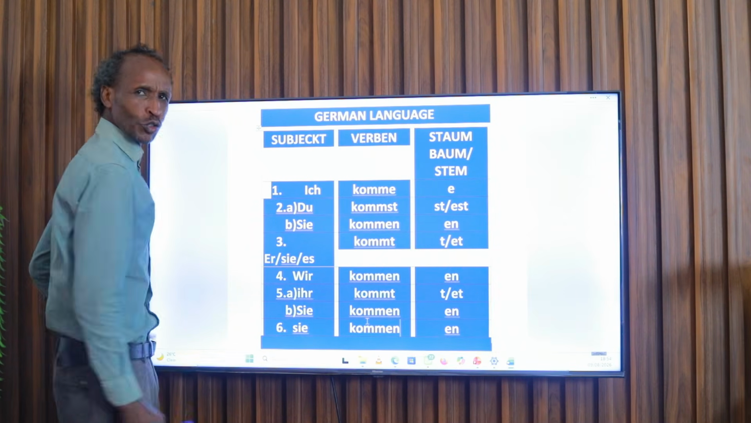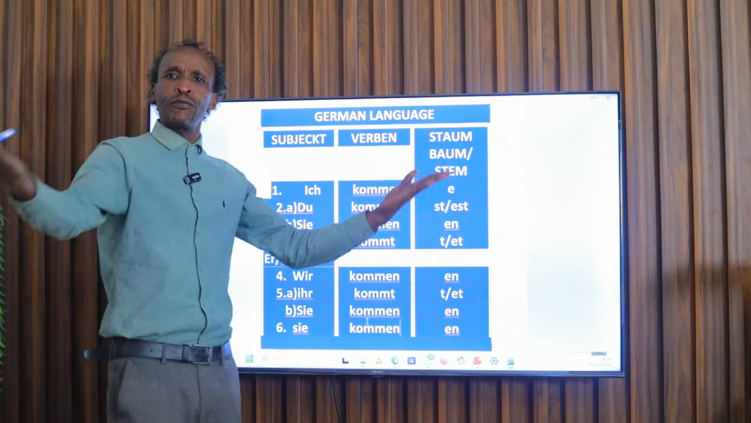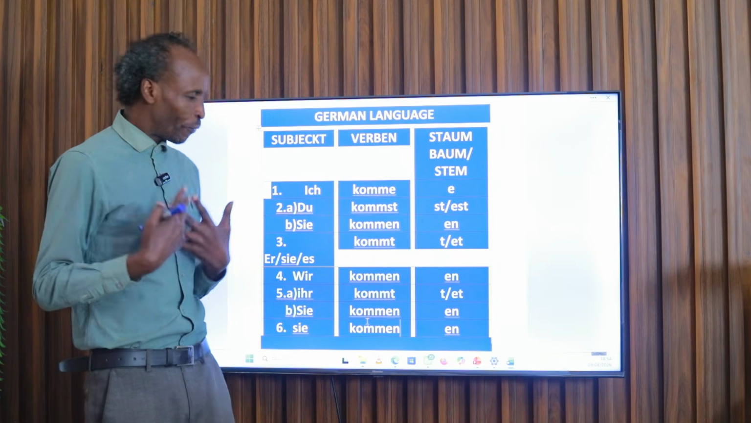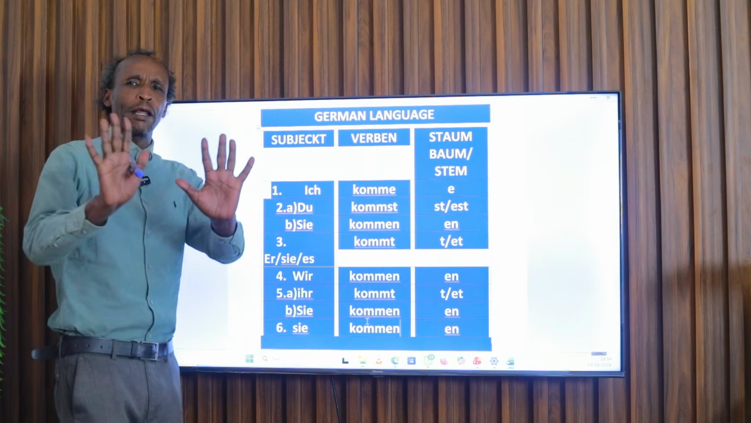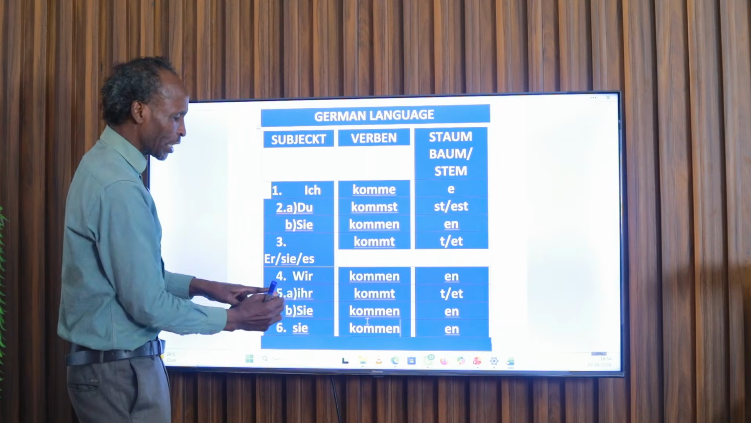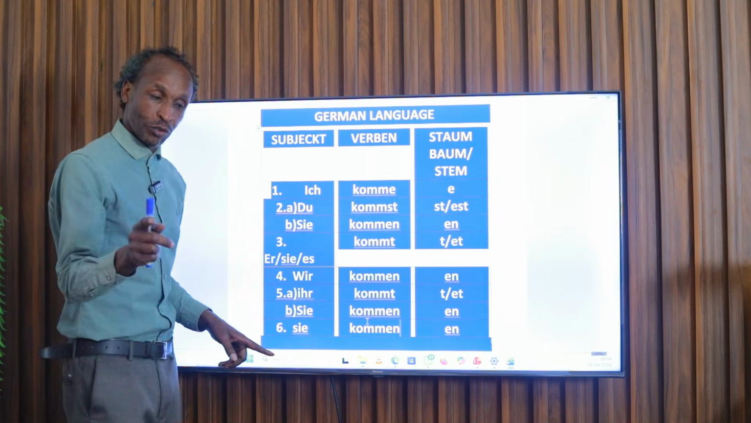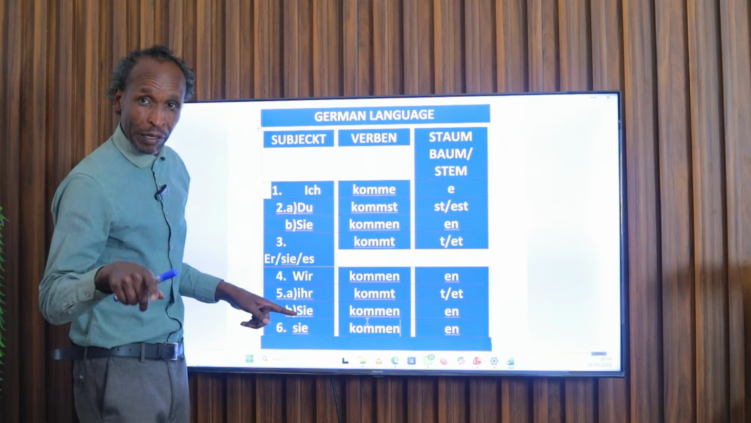Then, wir kommen aus Rwanda. All of us, wir kommen. We come from Rwanda, all of us. We are coming from Rwanda, meaning we come from there. Then, ihr kommt is you, many people, which is conjugated with a T. So, ihr kommt aus Rwanda, or kommt ihr aus Rwanda. Do you come, guys, from Rwanda?